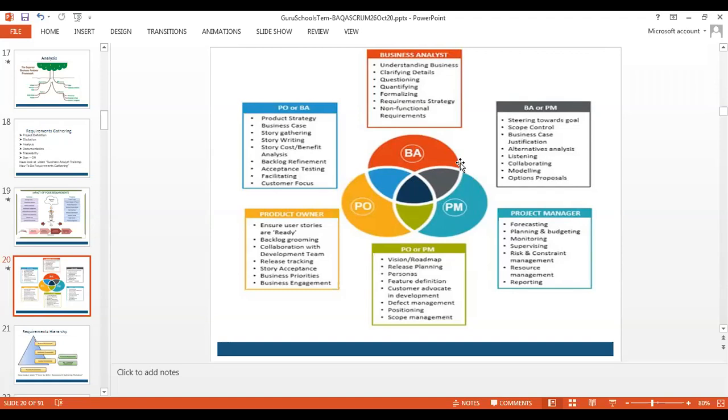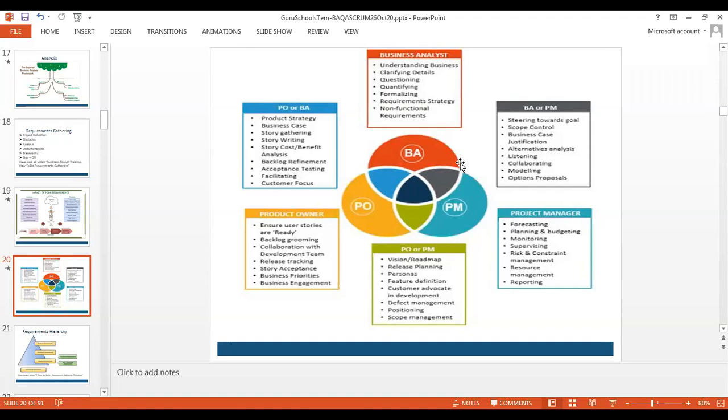Then we build the overall collaboration with development team. BA closely work with development team. Be it as a tester, be it as in advisory capacity. Okay, and then we build the acceptance criteria, build the overall business engagement with the stakeholder as well, because we are interacting with stakeholder from first day basis. So that's how the product owner and BA overlap.